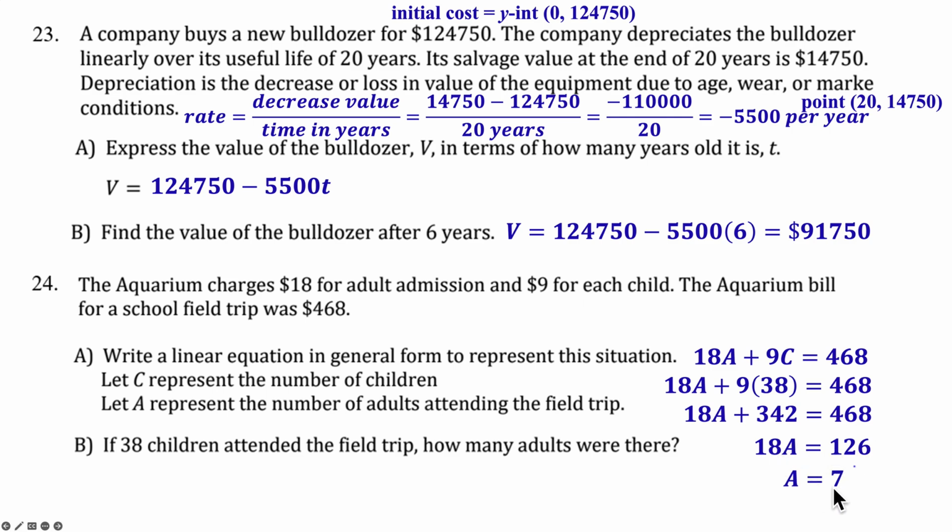Now, what's important to understand here is this has to be a whole number. You can't have like 7.5. You can't have half an adult ticket. Okay? So 7 adults were on the field trip.